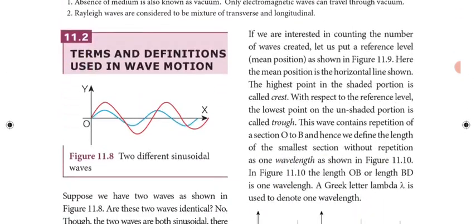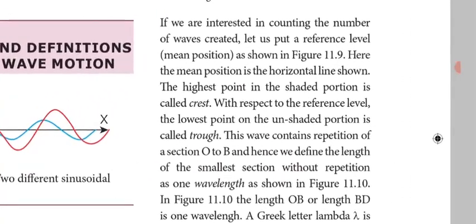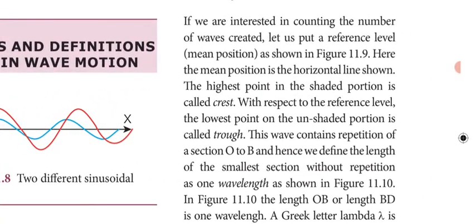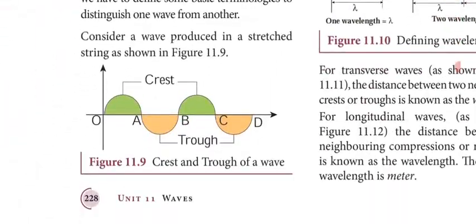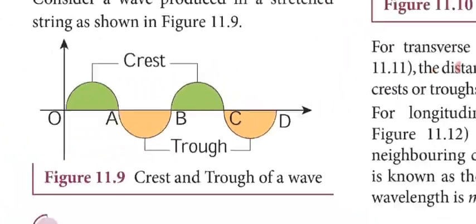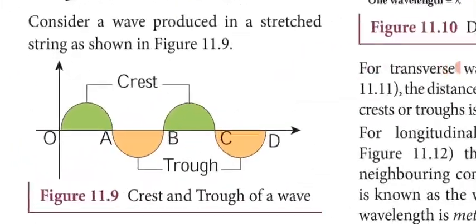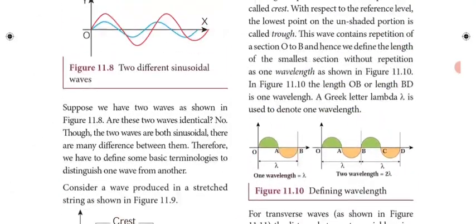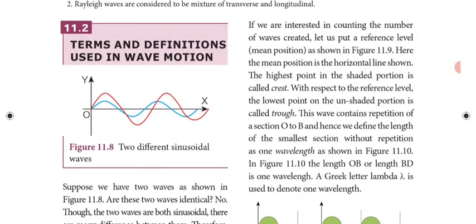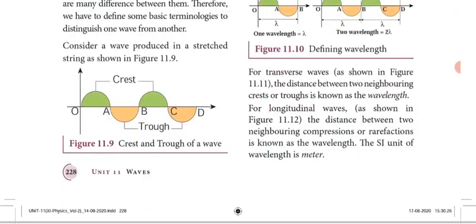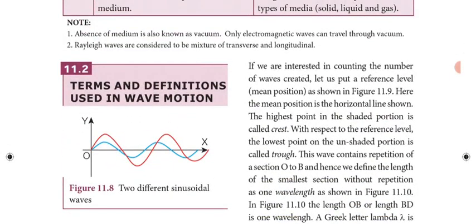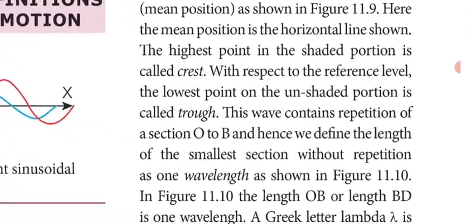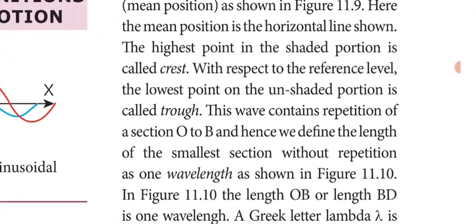What if we are interested in counting the number of waves created? Let us put a reference level. Here the mean position is the horizontal line in between. That is the mean position of the wave. The highest point in the shaded portion, with respect to the reference level, is called the crest. The lowest point in the unshaded portion is called the trough.